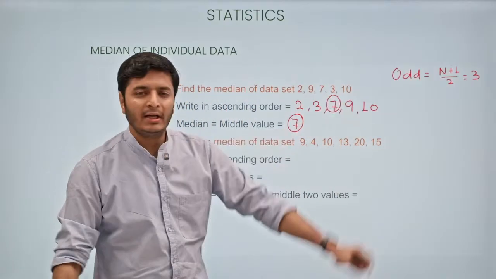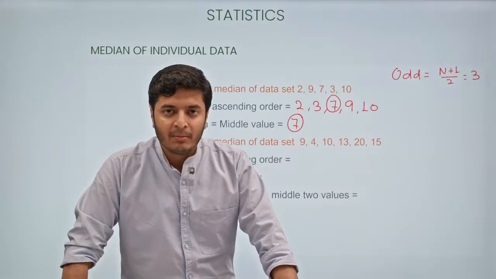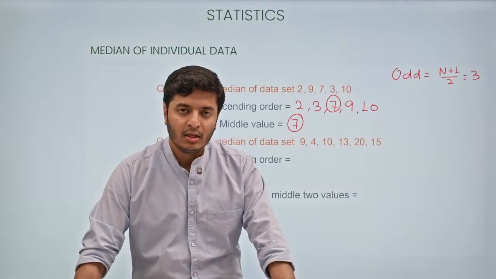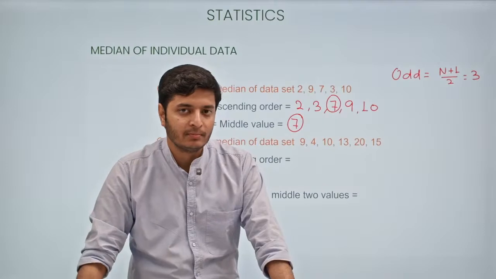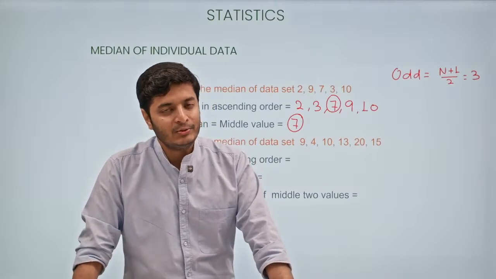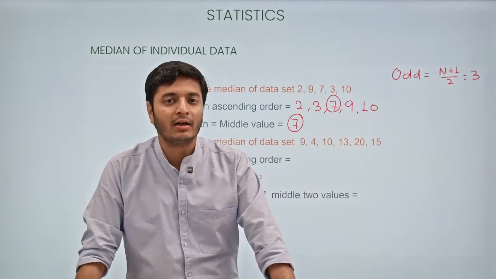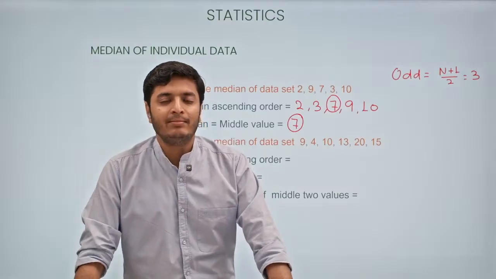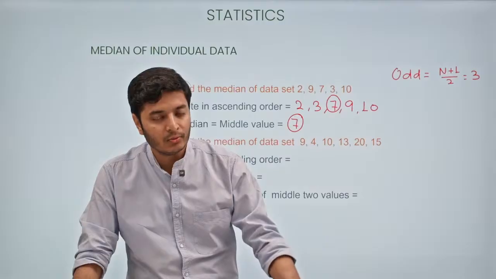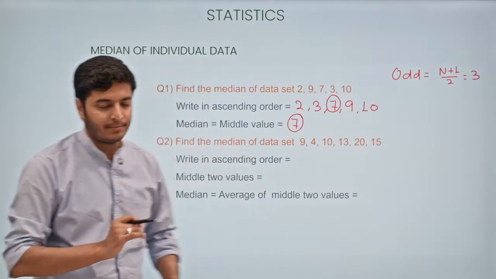Then maybe you don't need the formula. You can directly find the middle value, no? Easy. But suppose you are having 101 observations, then are you gonna count each observation? No, that will be very time killing, no? So you can apply the formula directly there, that is (n plus 1) by 2. If you are having 101 observations, then the middlemost observation would be (101 plus 1), that is 102, divided by 2. The 51st observation would be your middlemost observation.